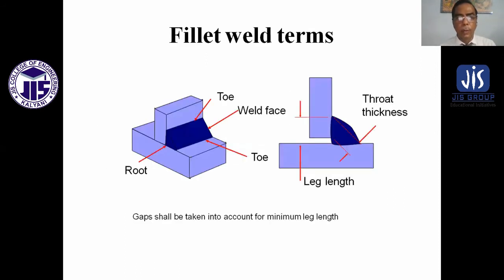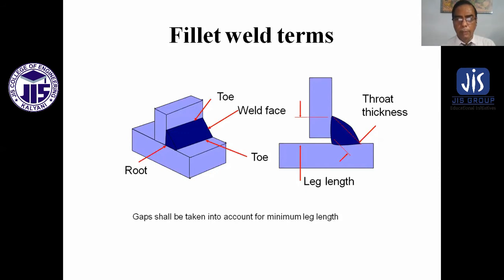This is the fillet joint, with fillet weld terms, that is root, toe, weld face, and the right side is again welding, throat thickness, and the leg length. Gaps shall be taken into account for minimum leg length.